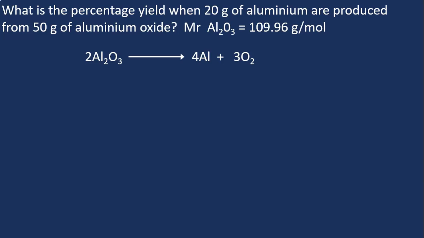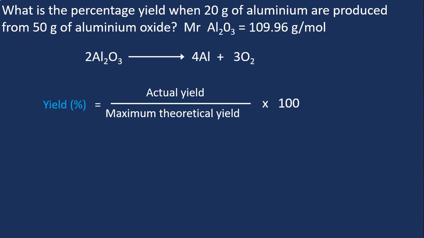oxide. In the real world, when we perform experiments, most experiments do not go to 100% completion. Sometimes you get side reactions and sometimes you might lose some of your product, for example, when you do filtration. So we never get 100% yield from a chemical reaction in a lab.